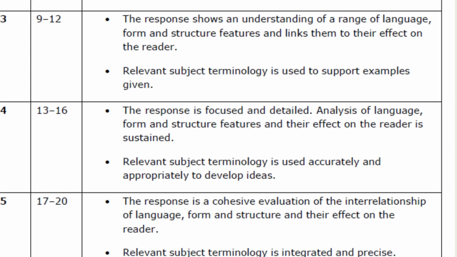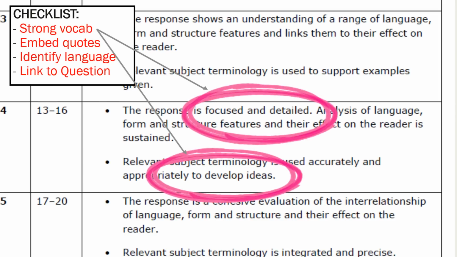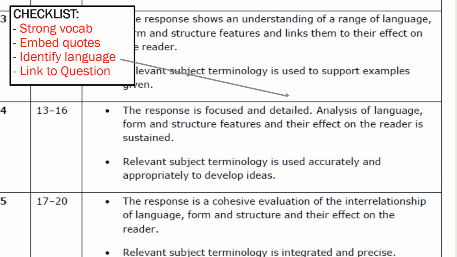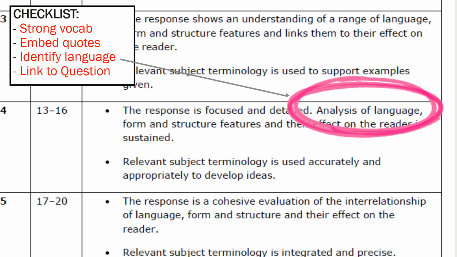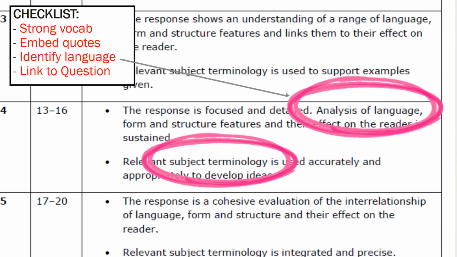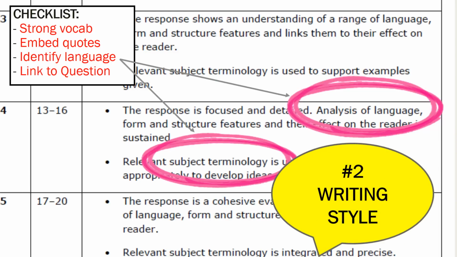The reason for that is in the mark scheme, the things that you're awarded for, focused and detailed writing, developed ideas, you'll get ticks for those if you use your analysis of language. If you're identifying language features, you'll get rewarded for that, and with your subject terminology as well. So that's thing 2. Just make sure that in your writing style, you're doing those 4 things.